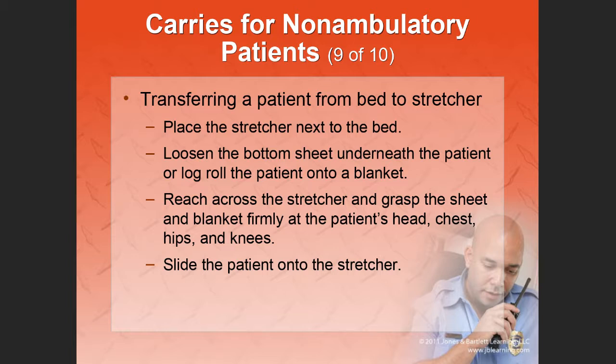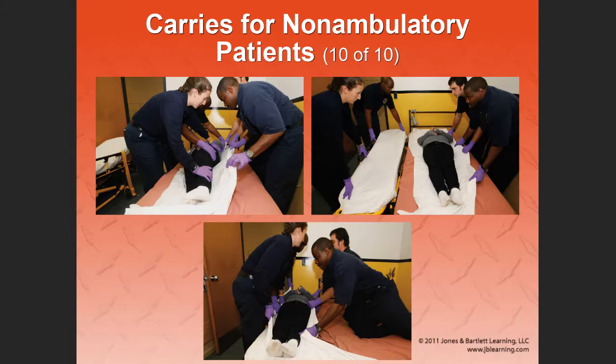So never stretch across to move the patient. At no time when you're moving a patient should you have a fully extended arm. Incremental movements will reduce risk of injury to you and your crew members. So we log roll the patient, roll that sheet as close to the patient as possible. Once we get it close to the patient, then we get the patient to the edge of the bed, and then we put the patient on the stretcher. Note how many rescuers are present. 4.